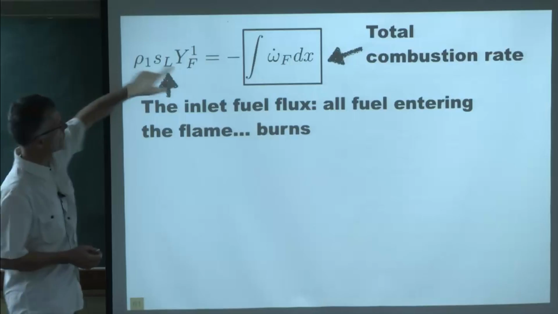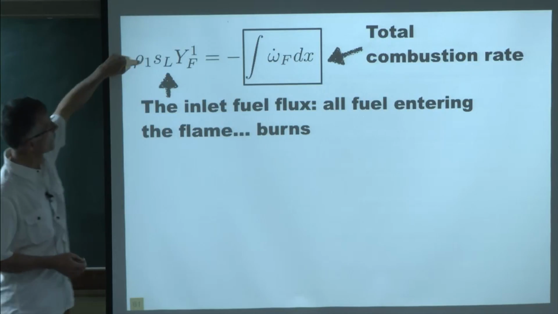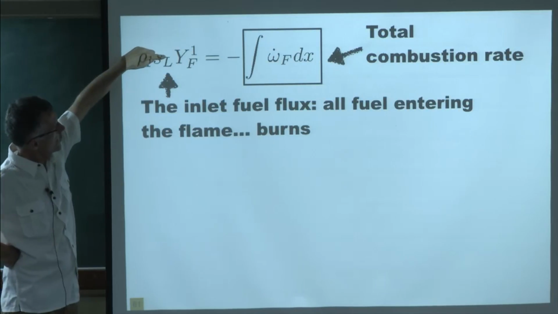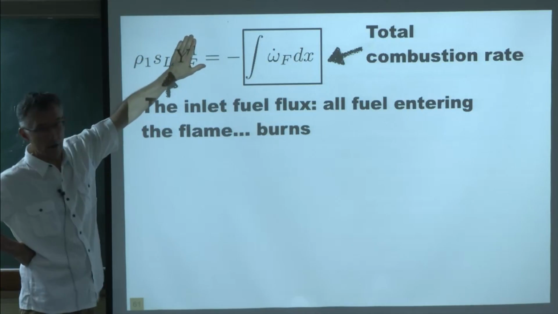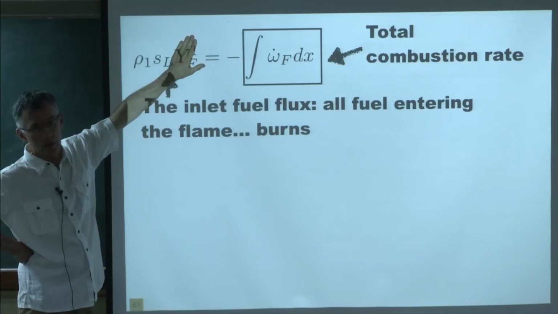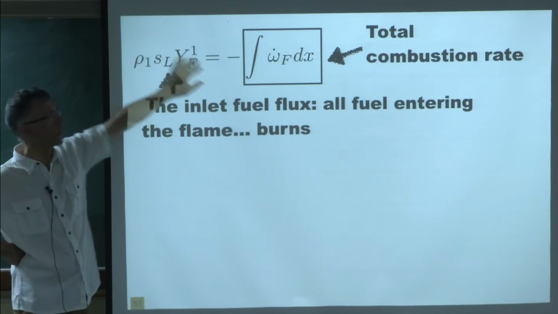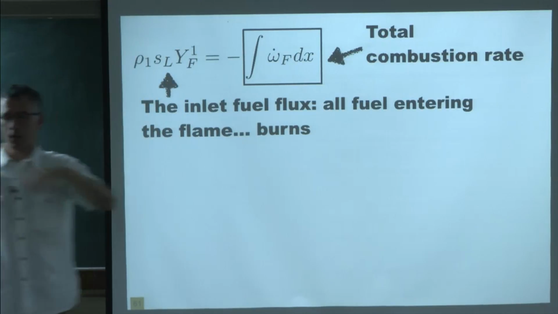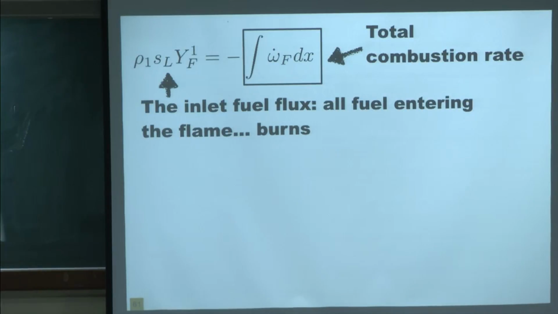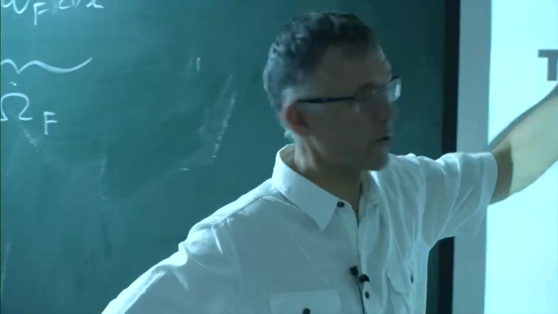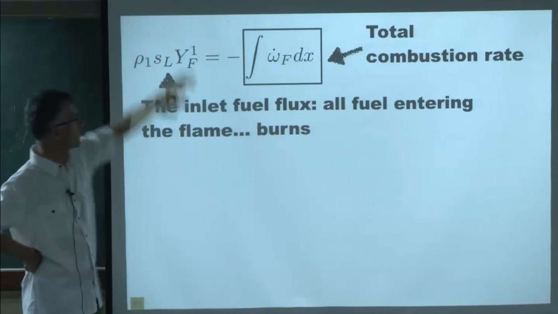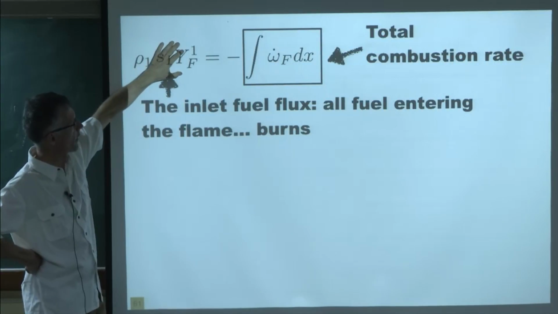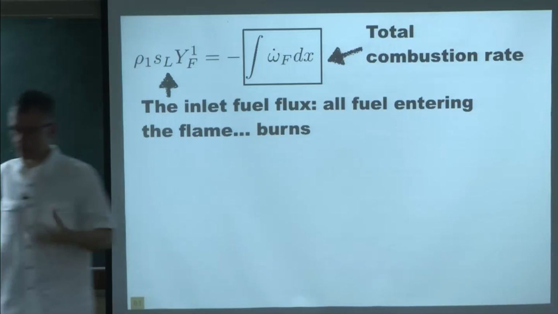The first one is written here, and that's an important one. What is this thing? If you look at it, this is the flux of fuel entering the domain. This is a total flux, ρu. You multiply it by the fuel mass fraction, and you have the flux of fuel. That's the amount in kilograms per second and square meter entering the flame. What does this fuel do? Well, this fuel has no choice. It's burning in the flame. So this equation is telling you that all the fuel entering the flame is burned in the flame.